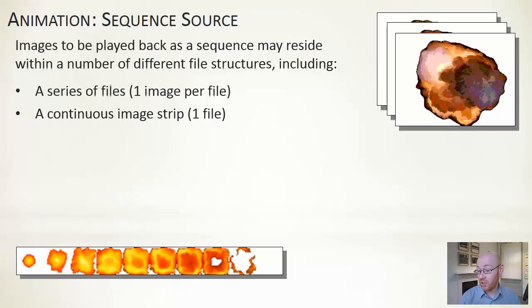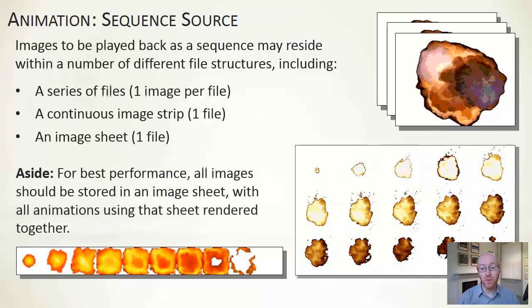Finally, we might have an image sheet. It's similar to a strip, except we're tiling the images horizontally and vertically over it. A little aside: for best performance, if we are drawing animations, ideally we want to have these stored in a single image sheet, all in the same sheet. And if we are drawing a bunch of objects that use the same animation, then we should draw them as a batch together, and that'll maximize the draw performance.